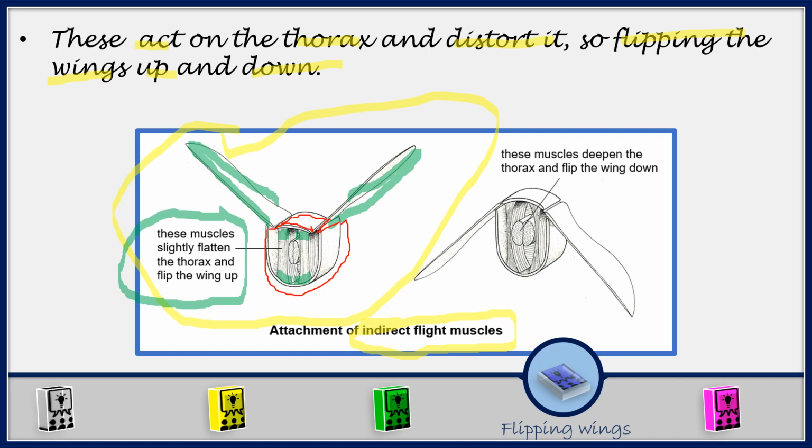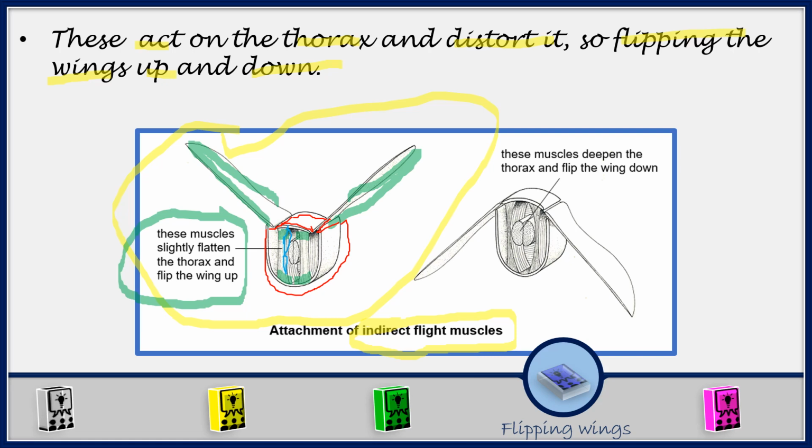Flips the wing up. So when this muscle here contracts, it is going to pull the upper part of the thorax with the lower part of the thorax. It will pull this upper part and it will pull the lower part, and they will come close together. When they come close together, it is going to cause the wings to go up.